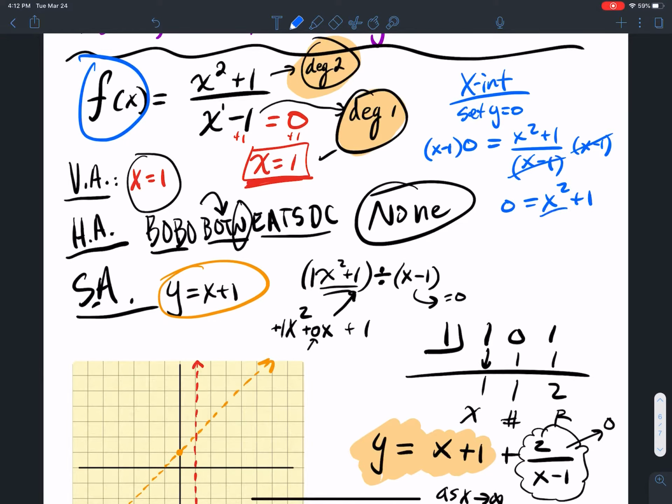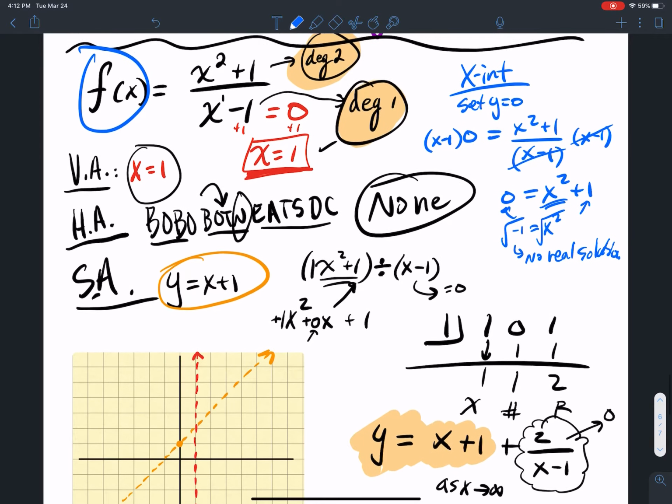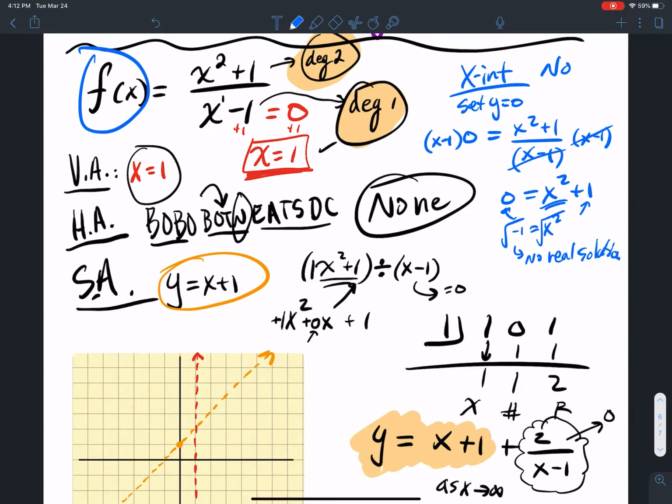Now, is there a number that I can square and add 1 to it and get 0? Not a real one. So there's no real solution here. And you see when you take the square root, negative number, no real solution. So what does that mean? That means that there's no x-intercepts.